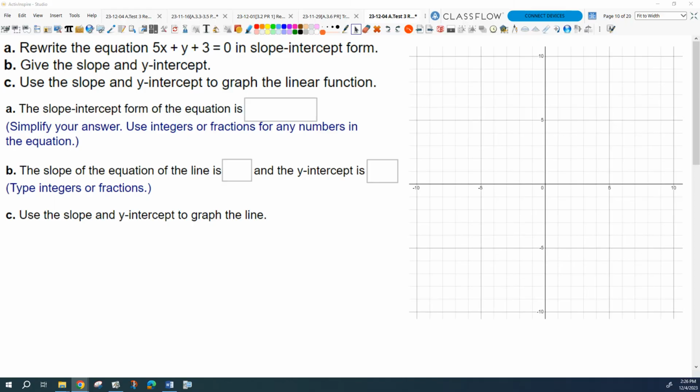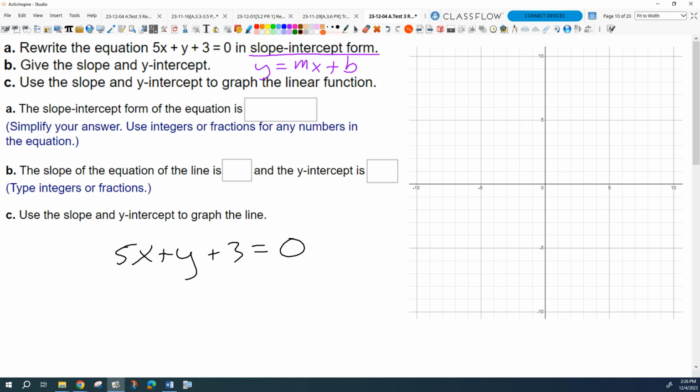I'm going to rewrite this equation in slope-intercept form. So first of all, remind me, what is slope-intercept form? Oh man, you guys are on top of this. y equals mx plus b. Okay, so I've got to get the equation 5x plus y plus 3 equals 0 into that form.